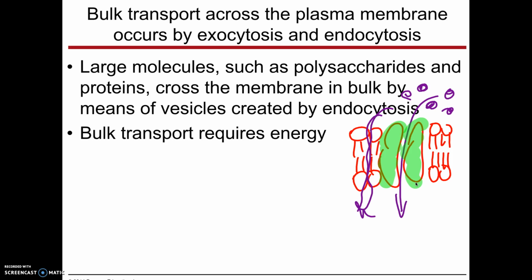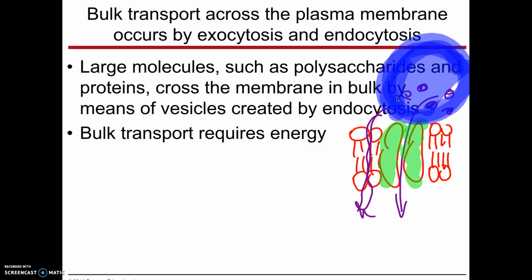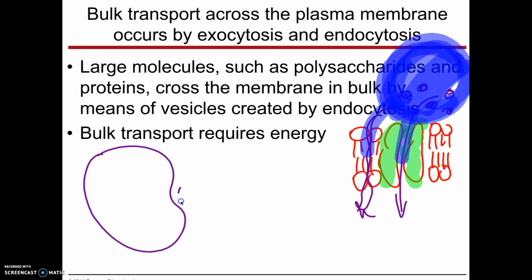Bulk transport is for really big things. So if you imagine that I have some molecule and it's this size, this is too big to go through the protein, it's too big to go through the phospholipid bilayer, so the only way that a cell is going to be able to take it in would be bulk transport. In general, there's really one word for bulk transport taking in, and that's endocytosis.